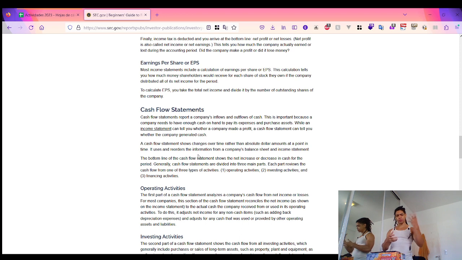And it reuses all of this information from the balance sheet, which shows the assets, liabilities, and shareholders' equity. Okay, it's a snapshot of the company's assets, liabilities, and shareholders' equity. The balance sheet shows what a company owns at a fixed point in time, and the income statement tells you if a company made revenue or not.